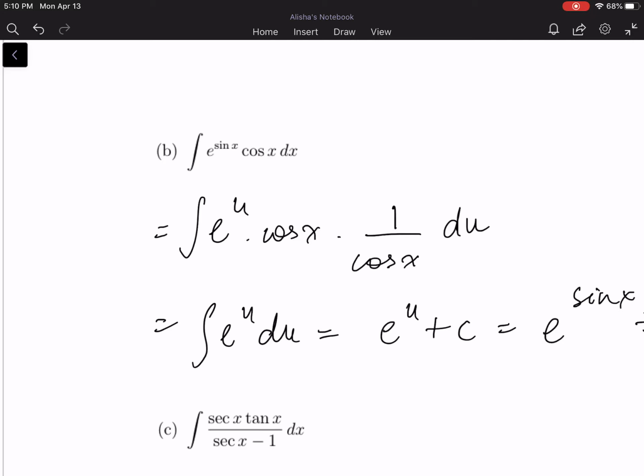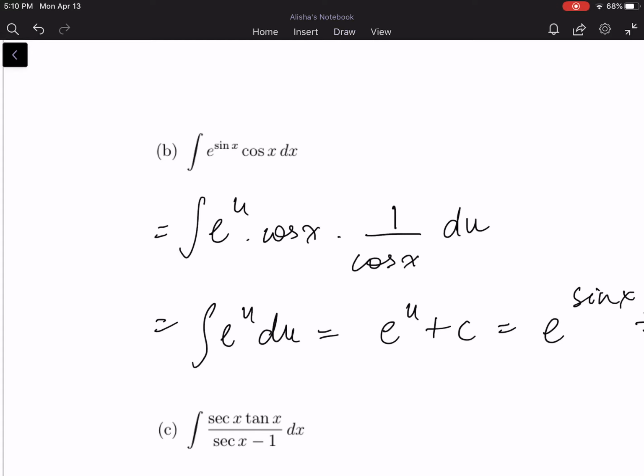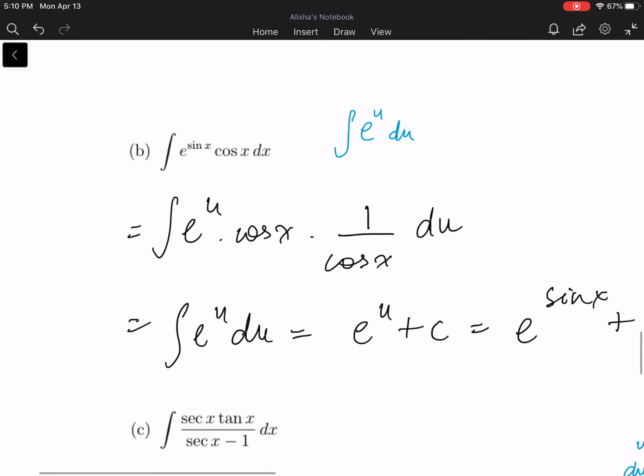And the only function that we know how to integrate that this sort of reminds me of is e to the power u du, right? So that's kind of what this function is making me think of, but also I'm seeing that sine x over there, right? And I see that its derivative, I know that its derivative is cosine x.